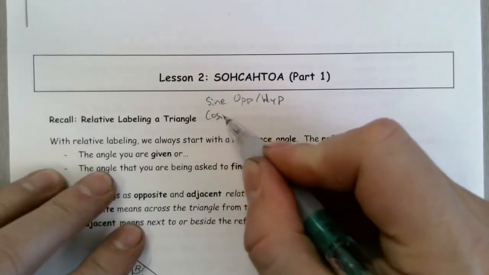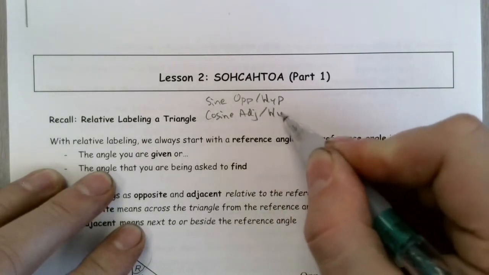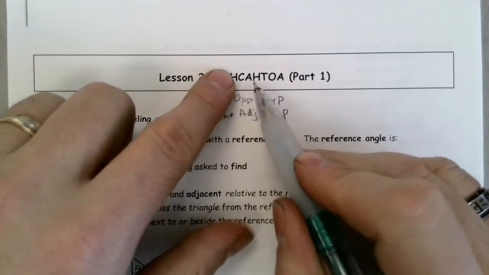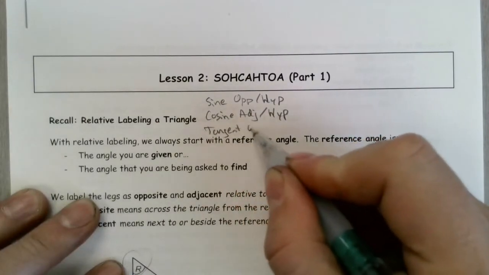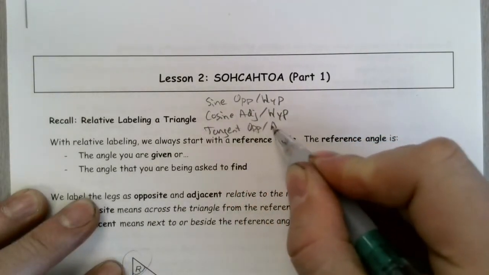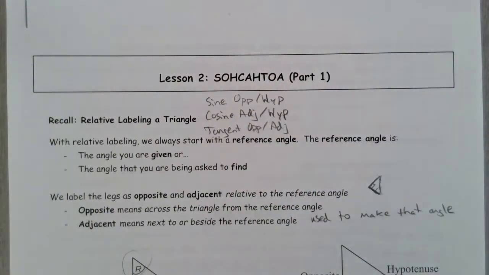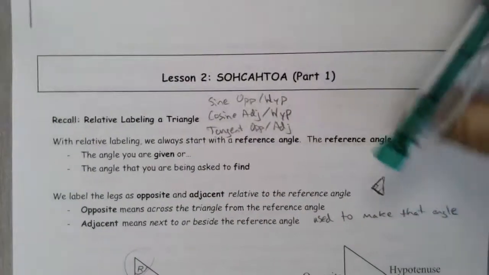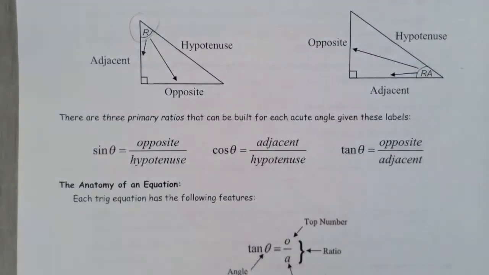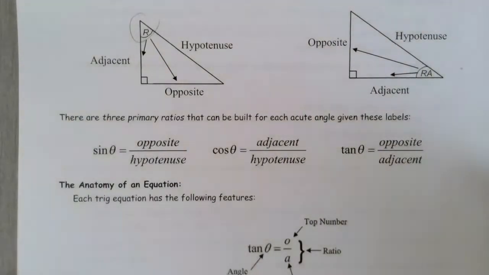Cosine is adjacent over hypotenuse, CAH, and tangent is opposite over adjacent, TOA. That's where that labeling, that word, comes from. Basically, whenever we say SOHCAHTOA, we're really just referring to the primary trig ratios. There are some things we can do later on to build on these, but these are the primary trig ratios.